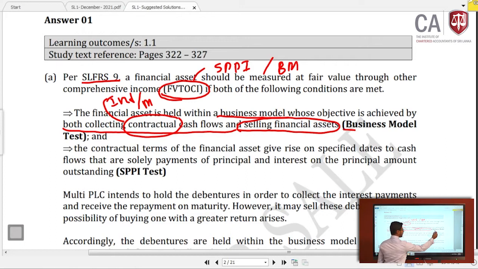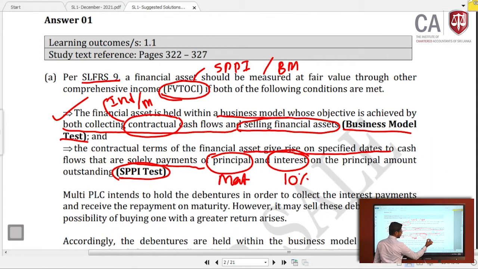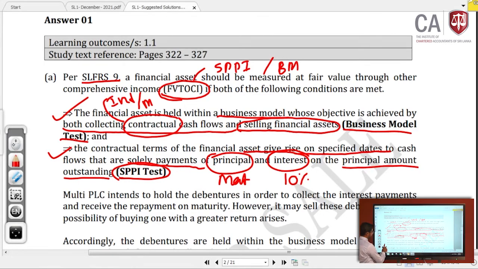So as per the business model test, this is the case. And the contractual terms, so we are going to the SPPI test now. The contractual terms of the asset give rise to cash flows on specified dates that are solely payments of principal, meaning the maturity proceeds, and interest, annual interest at 10% on the principal amount outstanding. The SPPI test is also done. Based on that, you have concluded fair value through OCI is the suitable category for this 10% debenture. So moving forward.